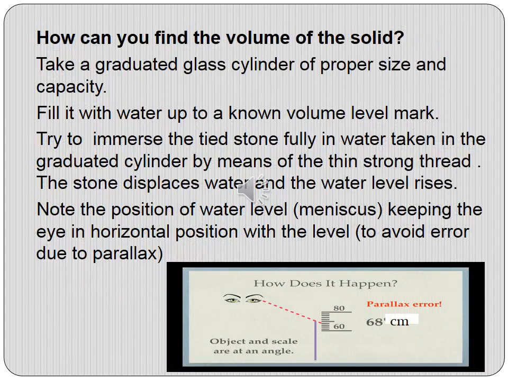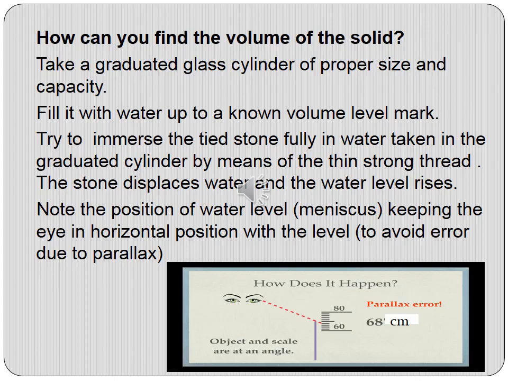Now let me explain how to find the volume of the stone. For this, take a graduated glass cylinder of proper size and capacity. Fill it with water up to a known volume level mark. Immerse the tied stone fully in the water taken in the graduated cylinder by means of the thin strong thread. The stone displaces water and the water level rises.